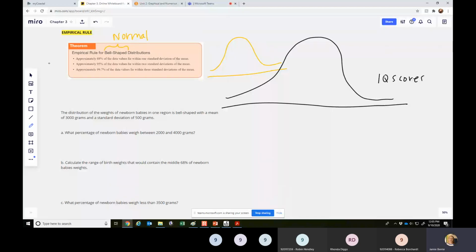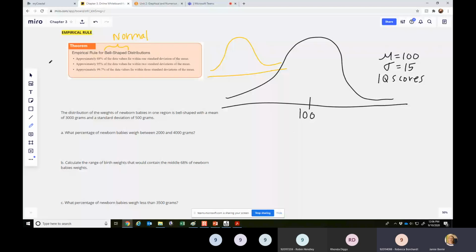Okay, so what this means is that most people are going to have an IQ around the middle here, and the average IQ, I think, is about 100. All right, so the mean is 100, and the standard deviation of IQ scores is 15.